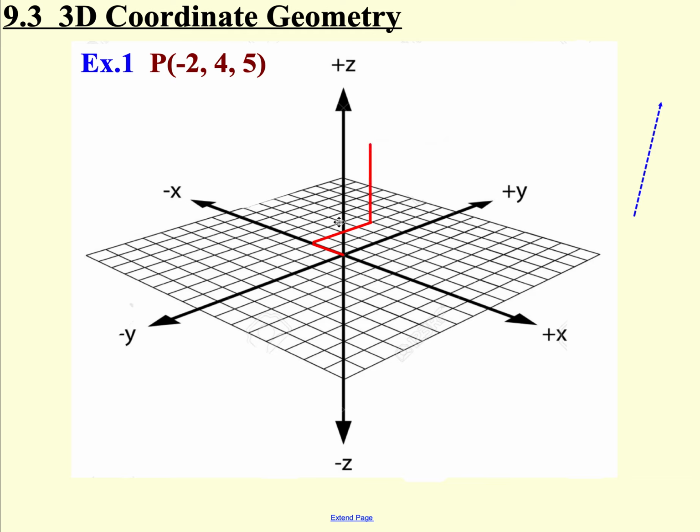Now this one, because I don't have any tick marks on here, I'm just estimating what 5 is in comparison to 4 in comparison to 2. So I'm saying that's about 5, right? And then out there sits my point. The other thing we can do in a few minutes when we get into vectors is if we were to go from 0, 0 to that point, that would be a vector in 3 dimensions.